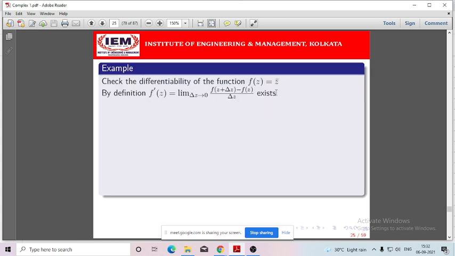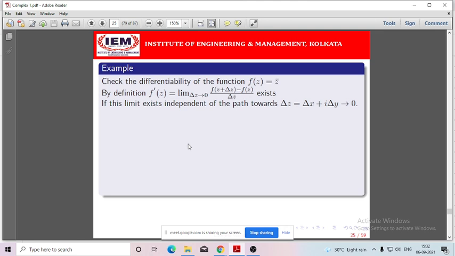So what is z bar? Fz equals z bar. By definition, f dash z equals limit del z tends to 0, fz plus del z minus fz by del z. If this exists, then only it will be differentiable. So here we just need to check whether the limiting value of this quotient exists or not. If the limiting value of this quotient exists, then it will be differentiable. And if the limiting value of this quotient doesn't exist, then it will not be differentiable. The limiting value will exist if it is path independent.